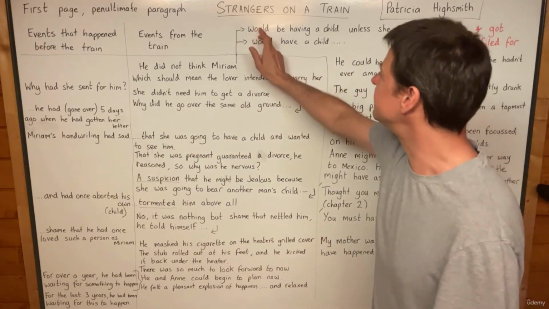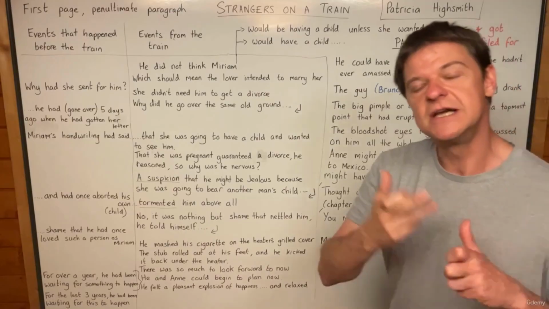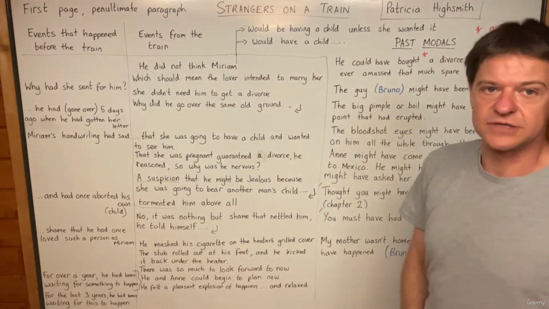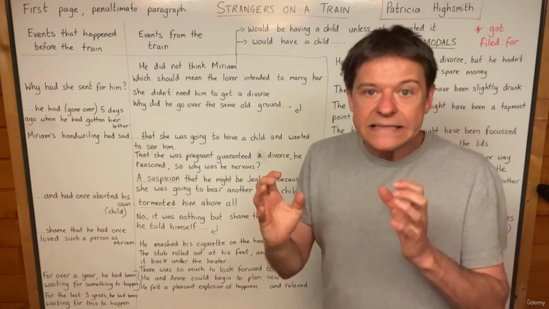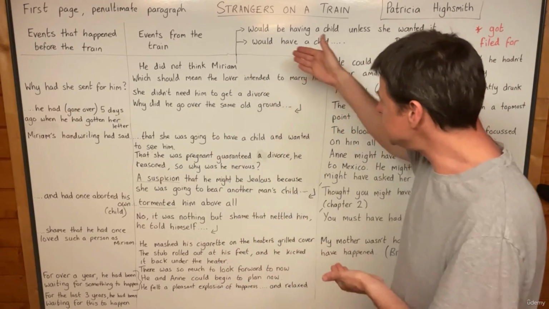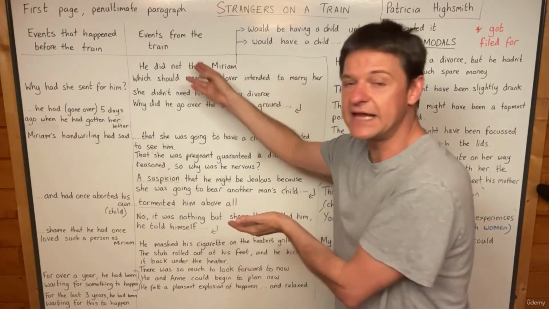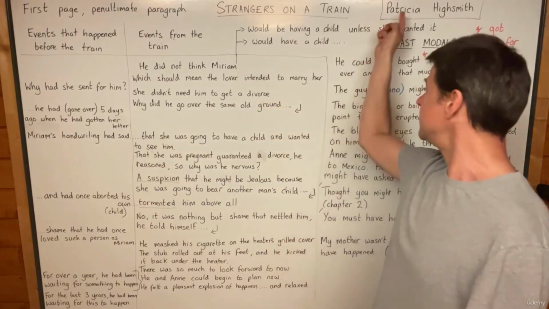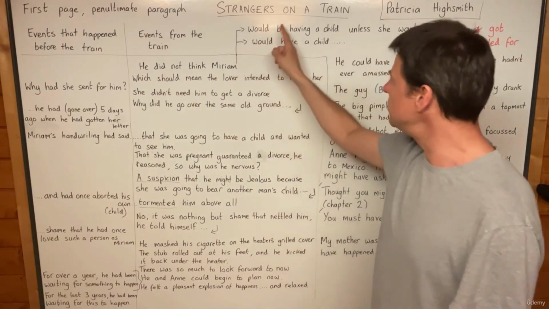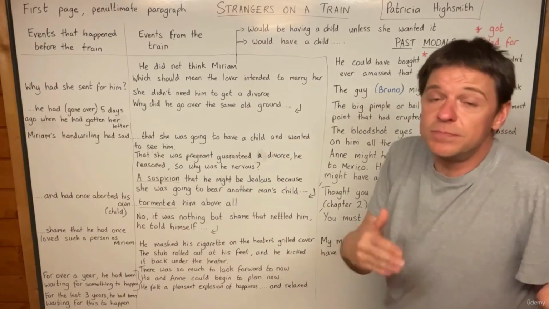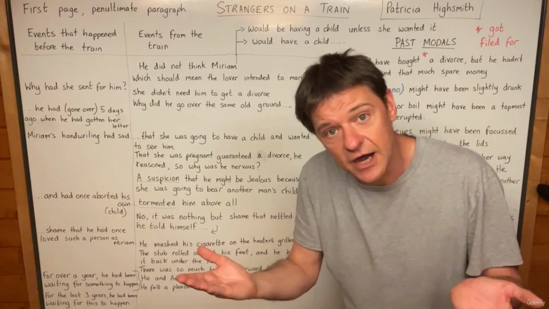And this is why we see this "would be having a child." We could say "he did not think Miriam would have a child," but that doesn't make it clear that she is pregnant at that moment. And she was pregnant while he was sitting on the train. And that's why the writer, Patricia, has decided to say "would be having." "He did not think Miriam would be having." That means she was in the middle of having a child.